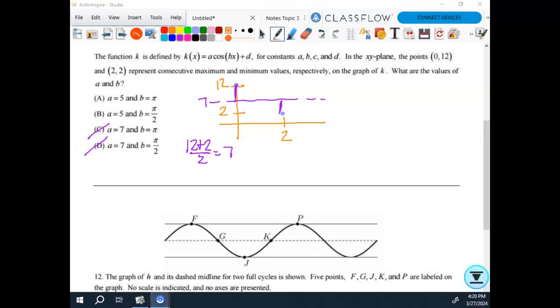Then I need the period. Well, this is the part of the graph that I have, and it's only half of it. So this right here is 2. I double that, and the period becomes 4. So then to find B, I do 2 pi divided by 4, which is pi halves. So the answer is B.